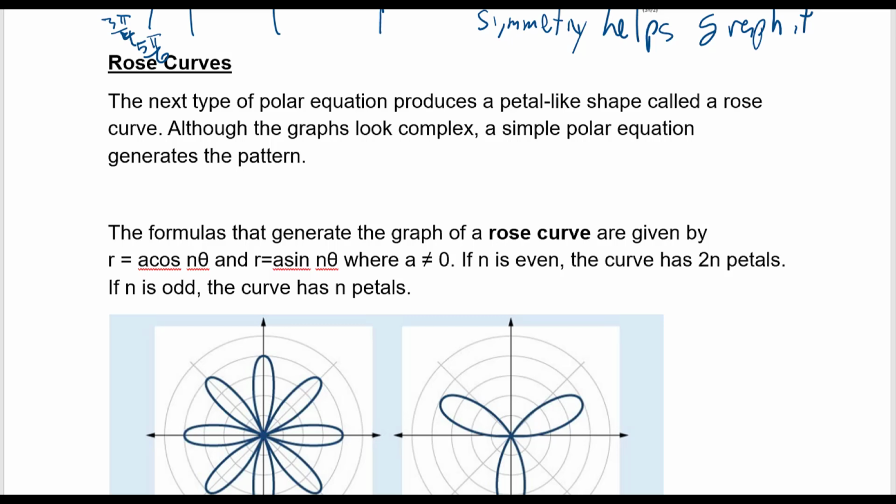Now we're on to a really popular type of graph called the rose curves. And this is a great one. If we could have gotten to it before Valentine's Day, you could have made a bunch of these graphs for your Valentine. Okay, this is from the book.